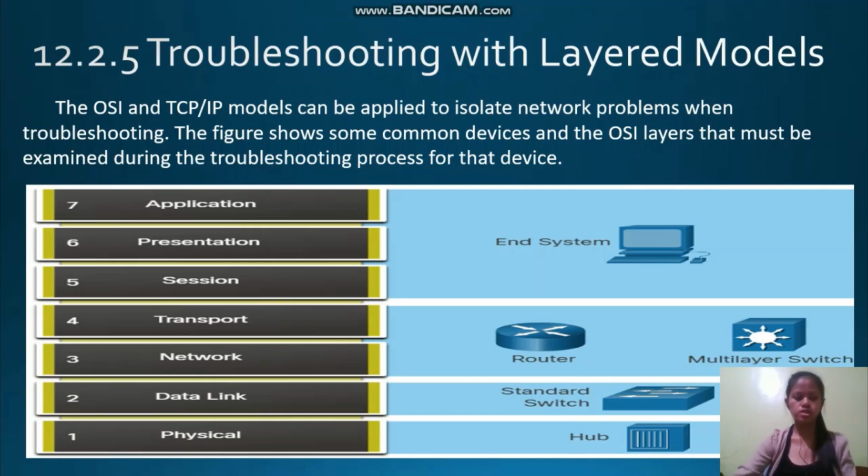Notice that routers and multilayer switches are shown at Layer 4, the transport layer. Although routers and multilayer switches usually make forwarding decisions at Layer 3, ACLs on these devices can be used to make filtering decisions using Layer 4 information.